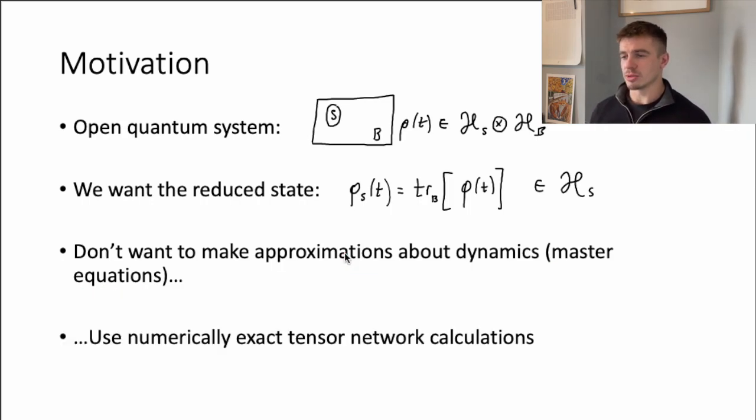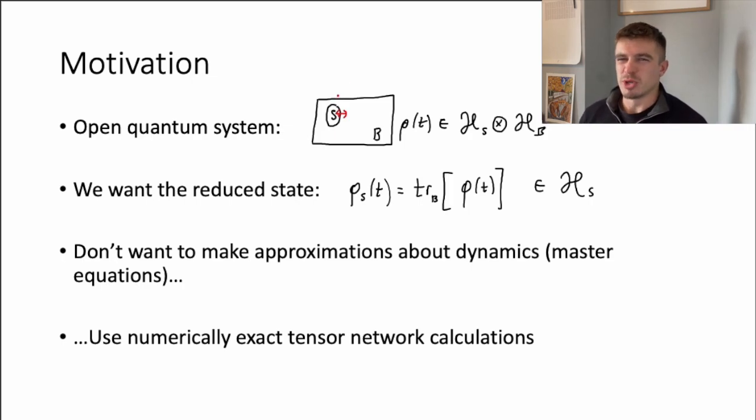So instead what we want is to use numerically exact tensor network calculations. And the reason that we want to use these instead is because they don't require us to make any assumptions about what's going on between the system and the bath. So for example, in order for us to derive a master equation using perturbation theory, we need to be able to perturb about some small parameter, which usually is going to be, say, the interaction strength between the system and the bath. But if that interaction strength is strong, then we can't use one of these weak coupling master equations.